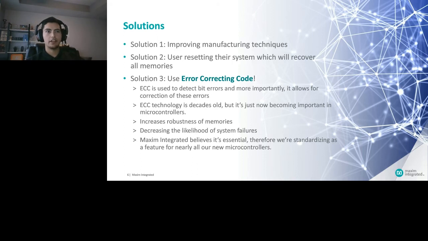ECC has been applied to other types of integrated circuits, but it's now becoming more important in microcontrollers because of the reasons that we mentioned before. It really helps you increase the robustness of the entire device and the memories, and it also allows you to decrease the type of system failures that we would expect from bit flips happening within our system or within our IC. And at MAXIM, we believe that it's so important and it's becoming such a bigger trend that we're standardizing this feature in essentially all our microcontrollers. It's becoming a standard feature across the line.